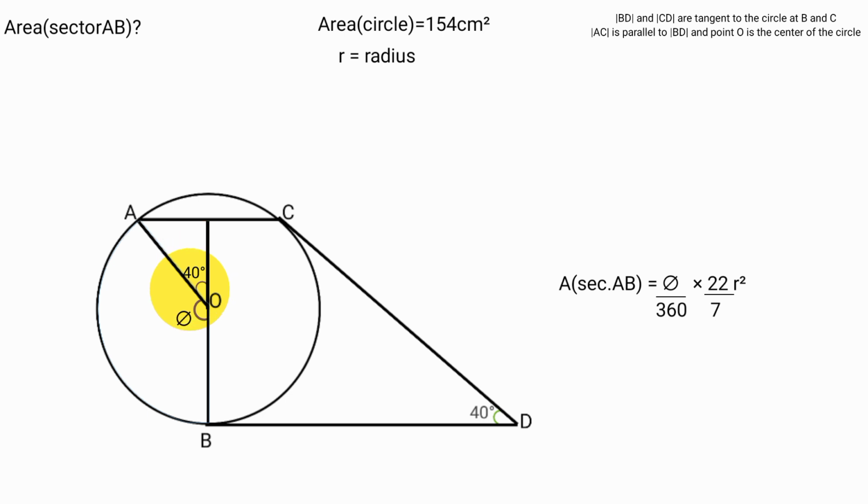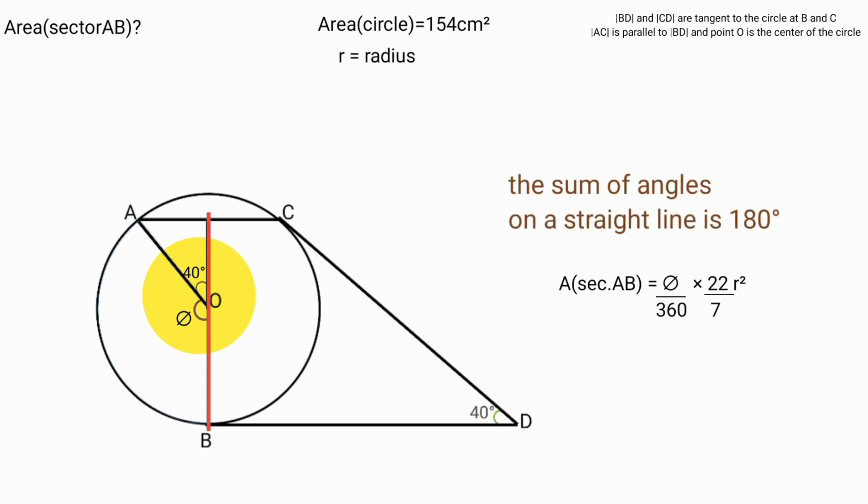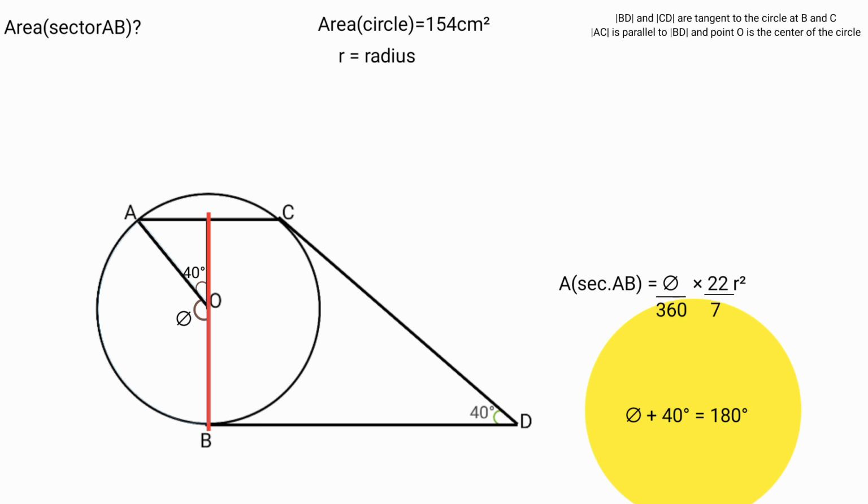Now if you look, this angle theta here and this angle 40 degrees are lying on the same straight line. And we know that the sum of angles on a straight line is 180 degrees. So we can form an equation that theta plus 40 degrees equal to 180 degrees. To make theta the subject, we subtract 40 degrees from both sides. Now theta equal to 180 degrees minus 40 degrees, which equal to 140 degrees. So theta now equal to 140 degrees.